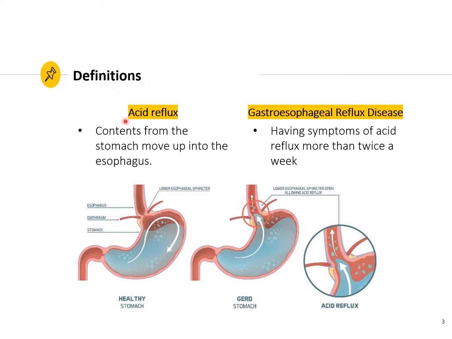The first one is acid reflux. It happens when the contents from the stomach move up into the esophagus, as you can see here, and it's also called gastroesophageal reflux. If you have symptoms of acid reflux more than twice a week, then you might have a condition known as gastroesophageal reflux disease, or GERD.